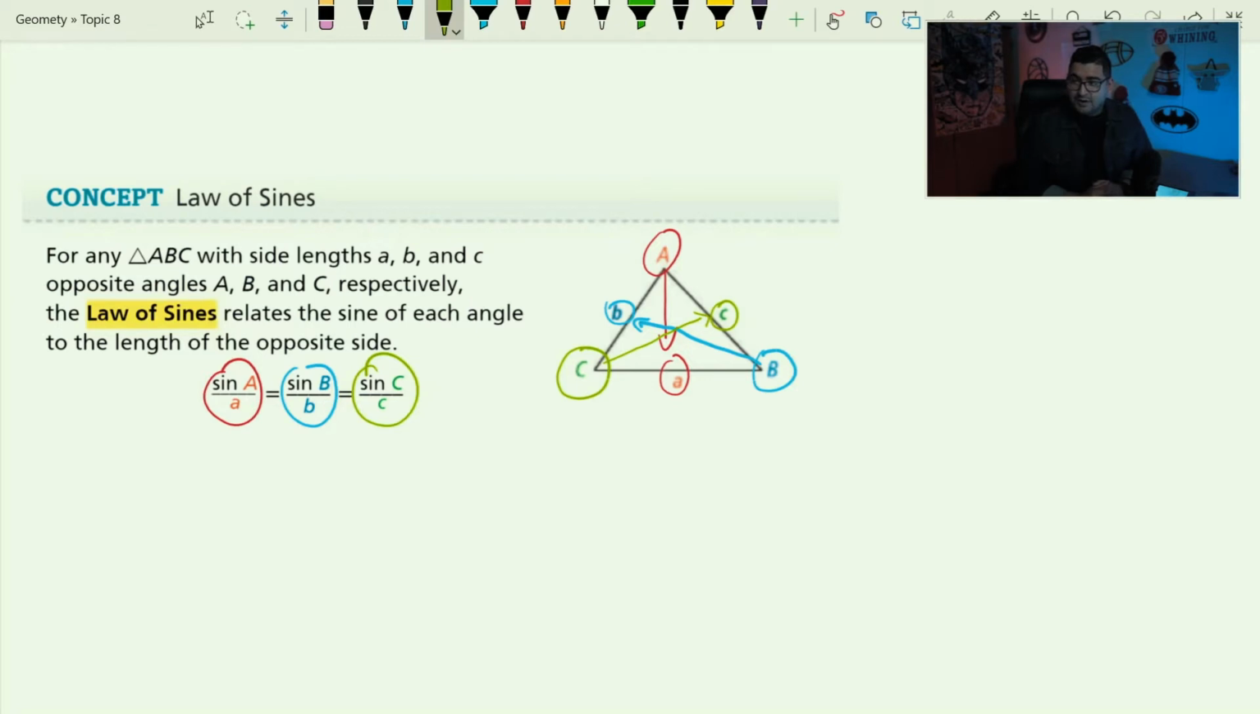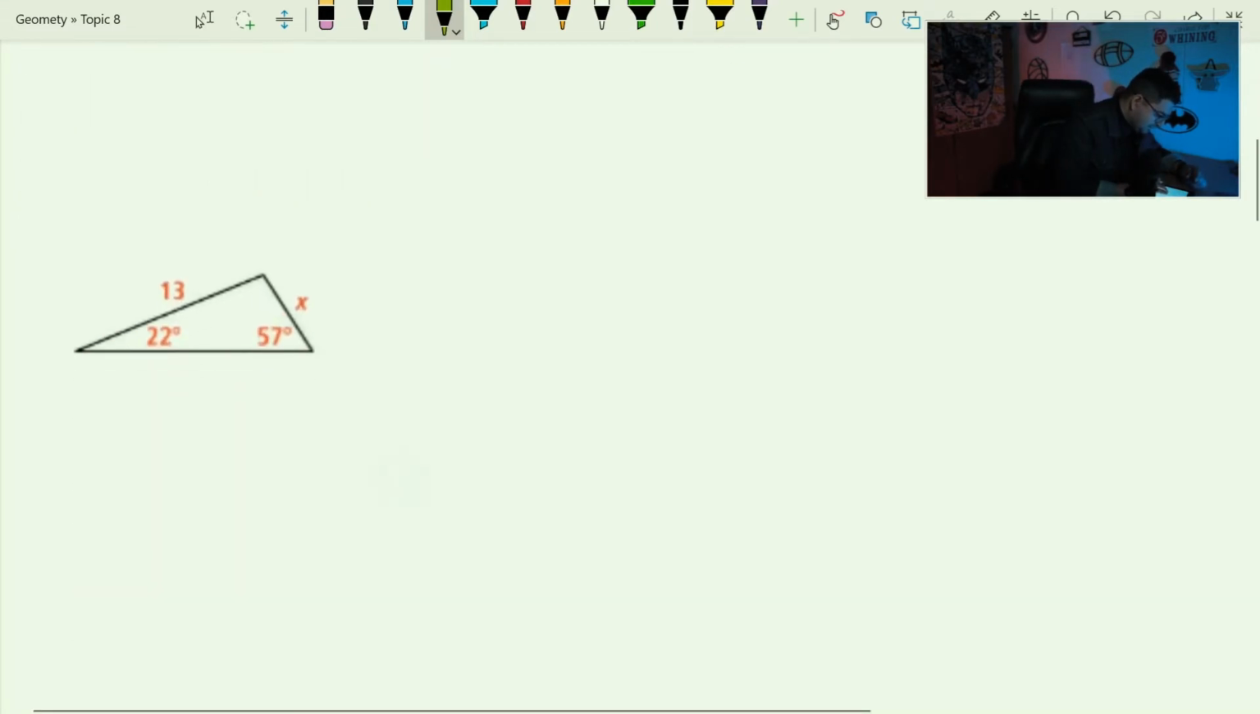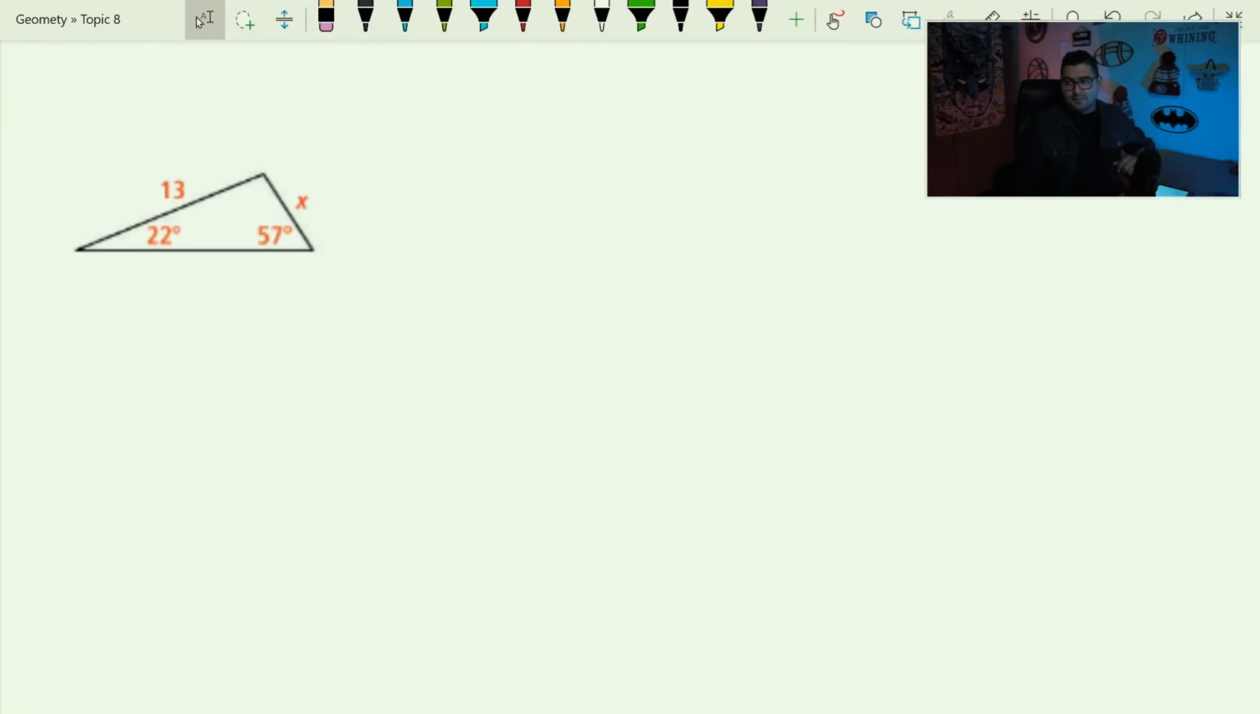Okay, so let's actually try to use this with some numbers. That way it sticks a little better and we can see what it looks like in practice. So here I have a triangle. I've got two angles, 22 degrees and 57 degrees, and two side lengths, 13 and an X. Obviously here we are searching for that X. We want to find what this X value is.